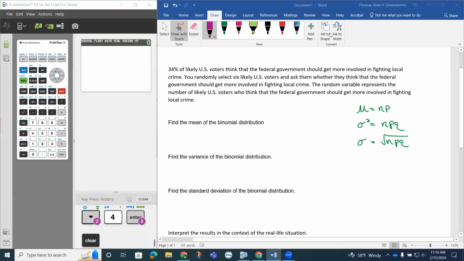Let's look at some examples of mean, variance, and standard deviation involving binomial distributions. So let's take a look at this question from your homework.